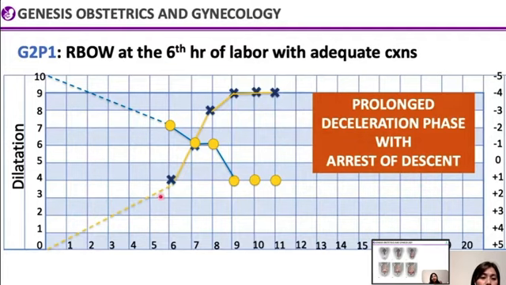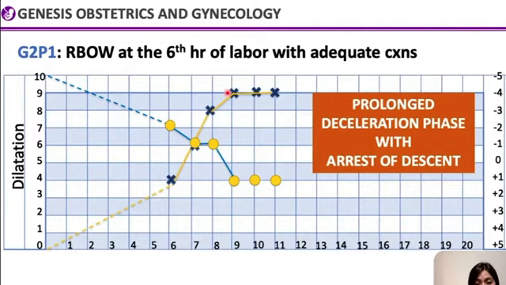So first of all, tingnan muna natin yung cervical dilatation component. So nasa 9 cm siya. So it means nasa deceleration phase. So ang prolonged deceleration phase kapag multigravid, take note, G2P1 siya. Kapag meron kang at least 1 hour na nasa deceleration phase ka, you have prolonged deceleration phase. That is in a multiparous patient. Okay, with arrest of descent. Why with arrest of descent?